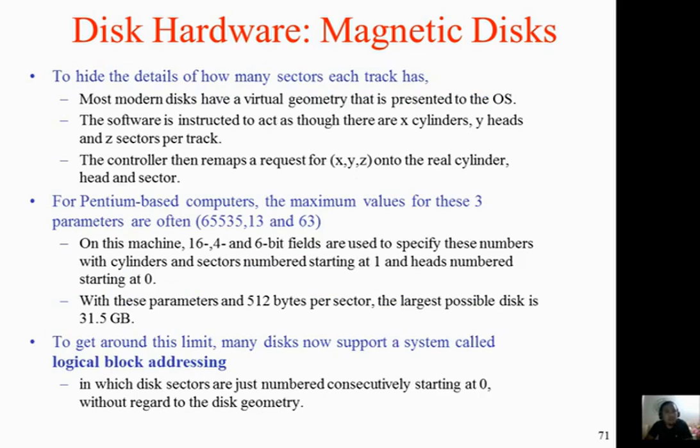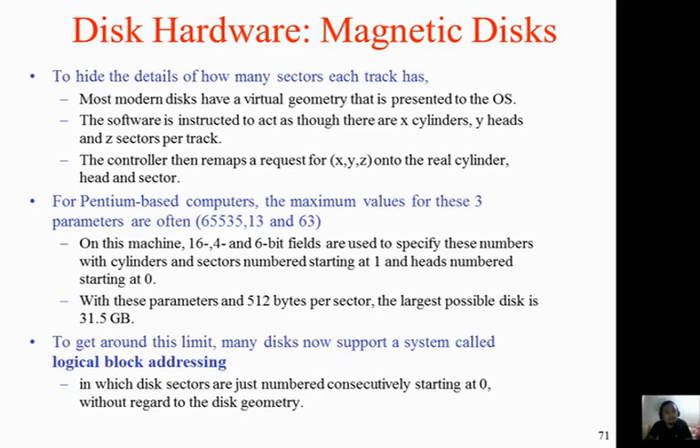Now to hide the details of how many sectors each track has, most modern hard disks have a virtual geometry that is presented to the operating system. The software is instructed to act as though there are X cylinders, Y heads, and Z sectors per track. The controller will then remap a request for X, Y, Z into the real cylinder, head, and sector.